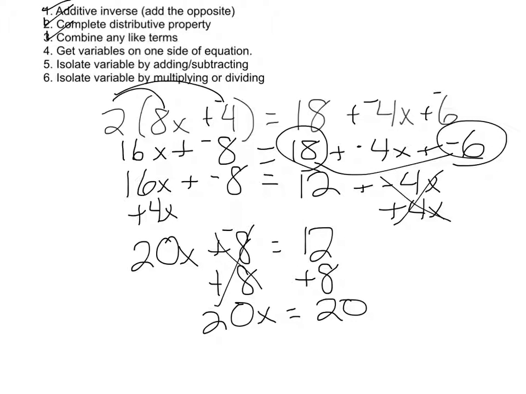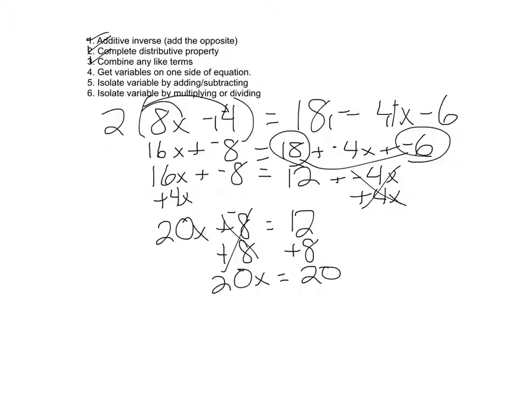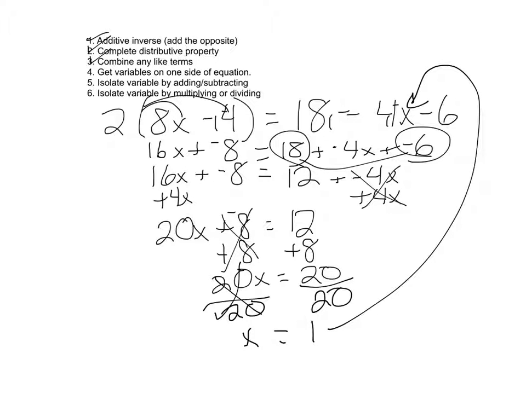Okay, you can see where we're going here. So, to isolate that variable, you divide by 20 on both sides. Cancels that out. X equals 1. So if I were to plug that 1 back into both of these, we would see the same answer on both sides.